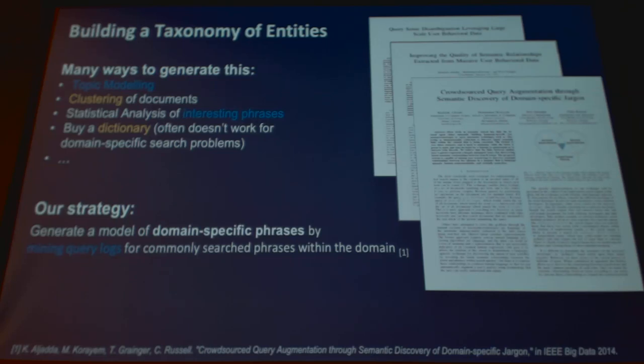The other two papers, what were they? Including the quality of the links, and then query sense disambiguation. We'll talk about that.